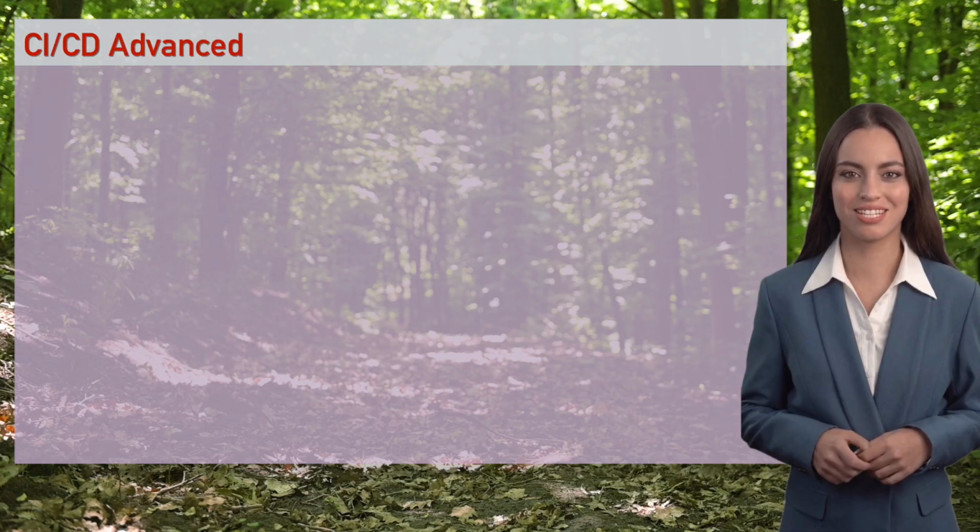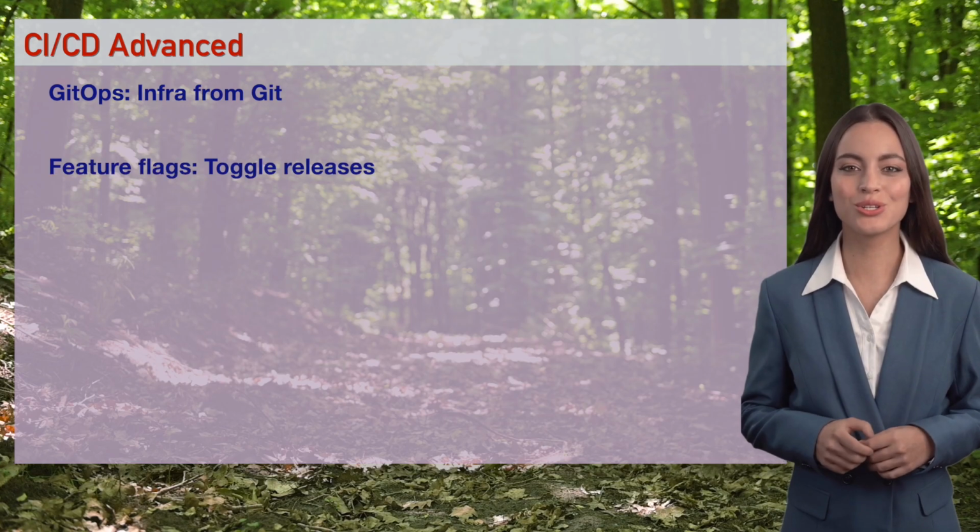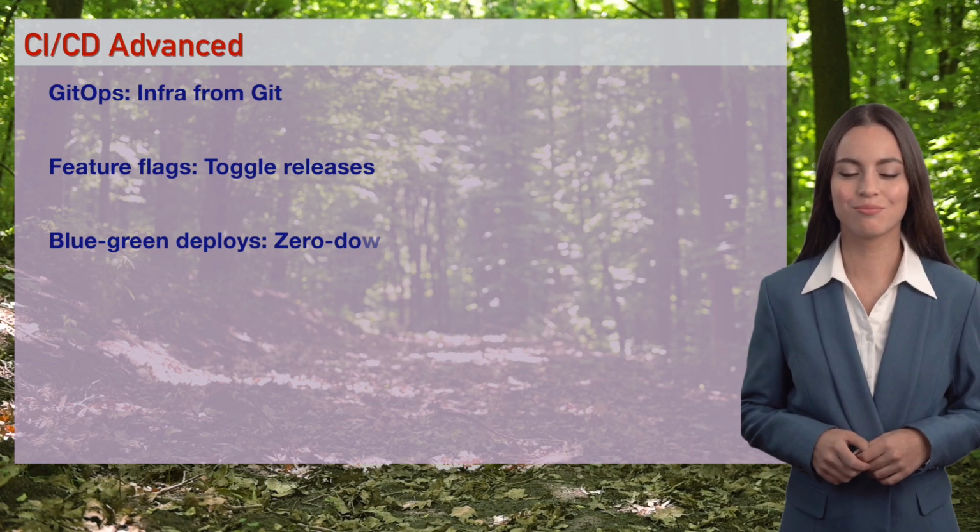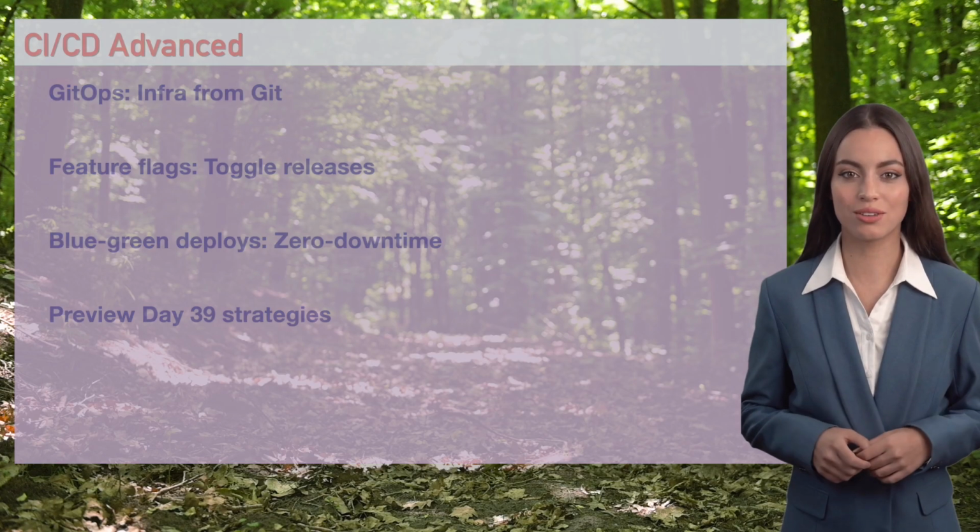Advanced CI/CD. GitOps pulls infra changes from Git repositories automatically. Feature flags toggle new code without redeploys. Blue-green deploys switch traffic between versions for zero downtime, previewing day 39. These enable safe, controlled rollouts.